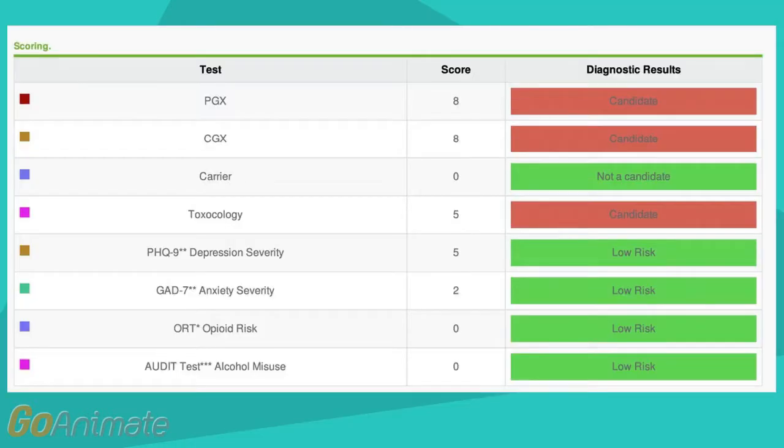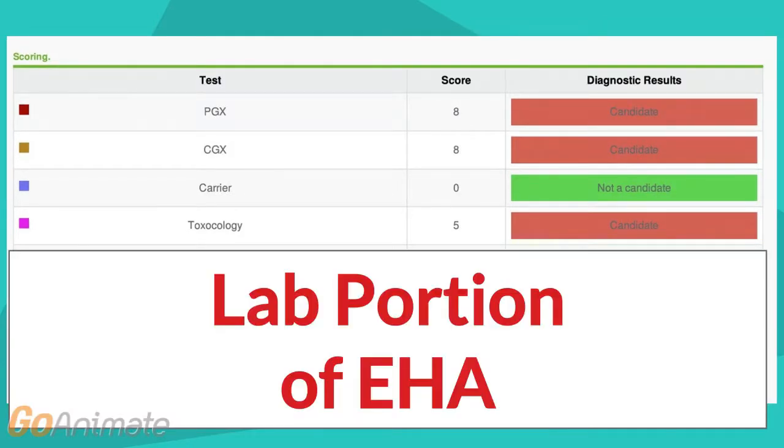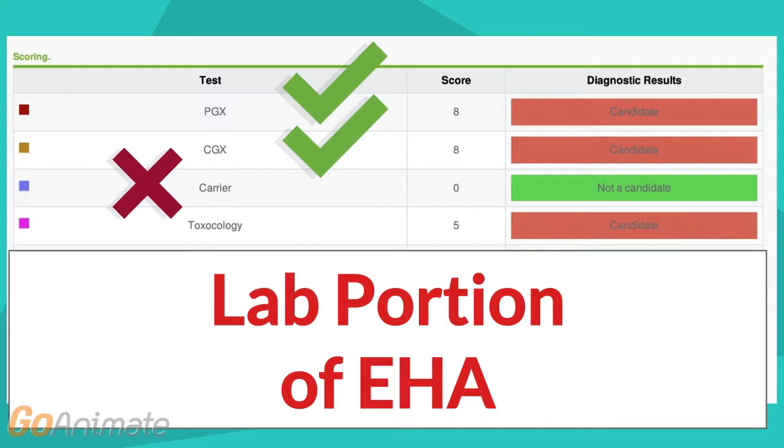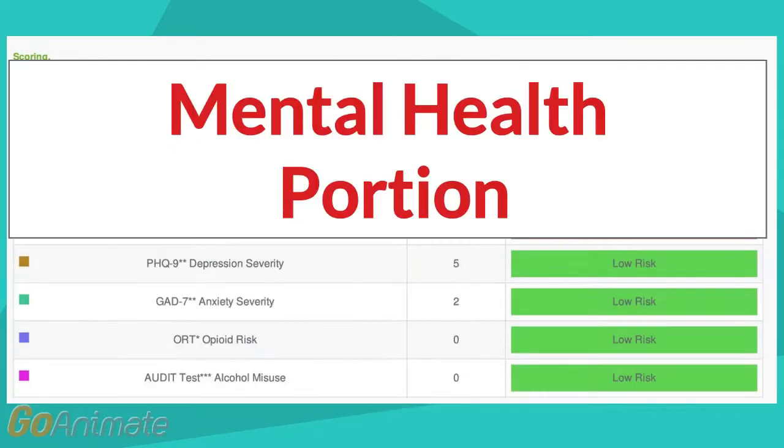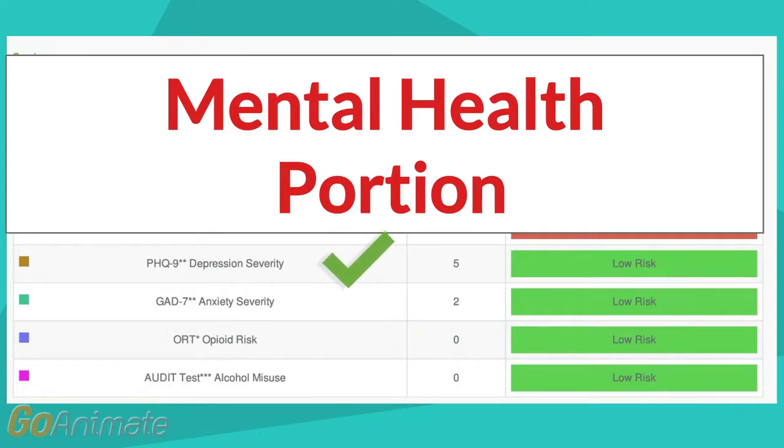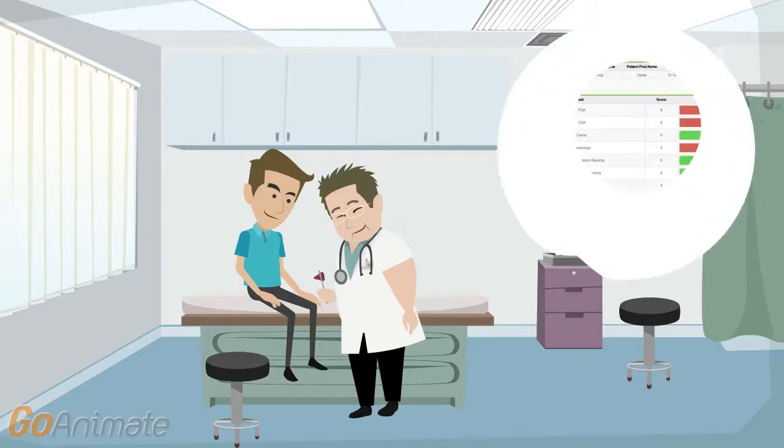This section of the EHA report is color-coded and easy to read, and highlights the areas of concern providers should address with their patients, as well as the need for advanced testing. The scoring section shows the provider if the patient is a candidate for advanced testing: PGX, CGX, carrier, and tox. The scoring section also highlights the mental condition of the patient and screens for depression, anxiety, opioid risk, and alcohol misuse.